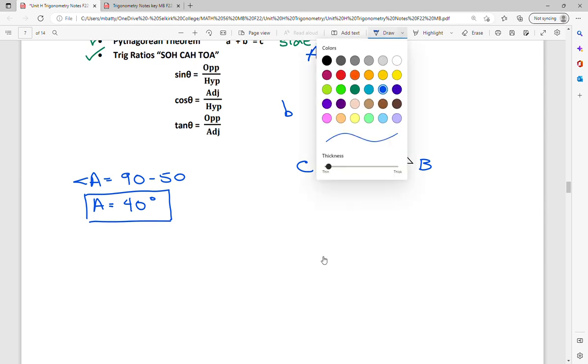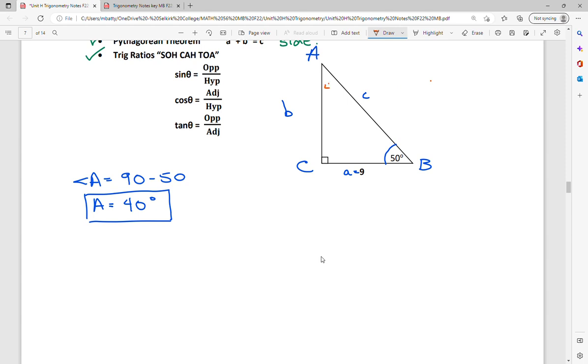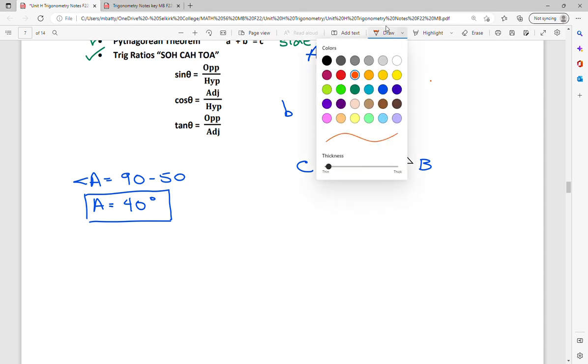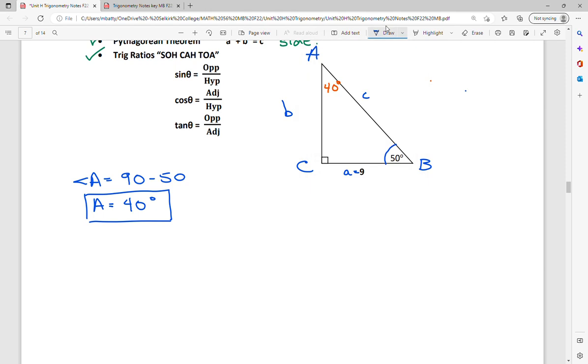So I'm going to add that to my triangle, but I put it in a different color because that's a number that I wasn't given, but I could use it if I wanted to. Sometimes if you make a mistake, then you're just going to perpetuate that mistake as you move on in the triangle. So the next thing we want to do is solve for either side B or side C.